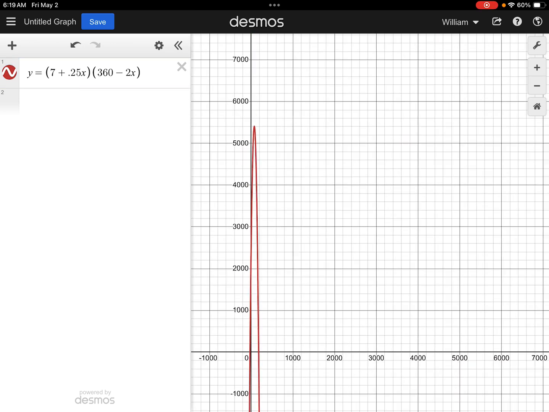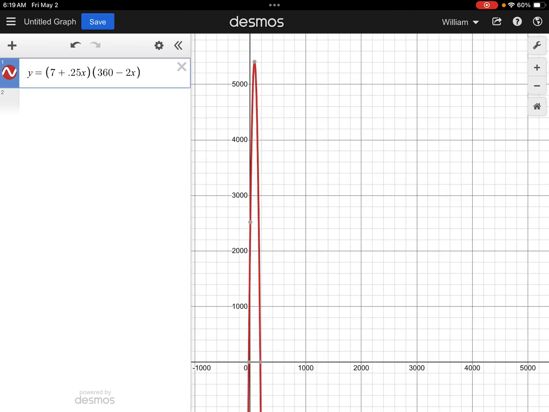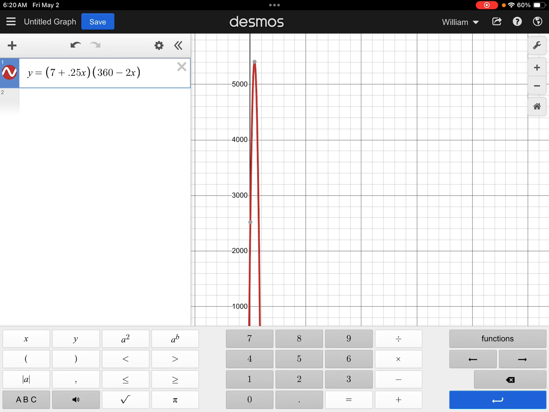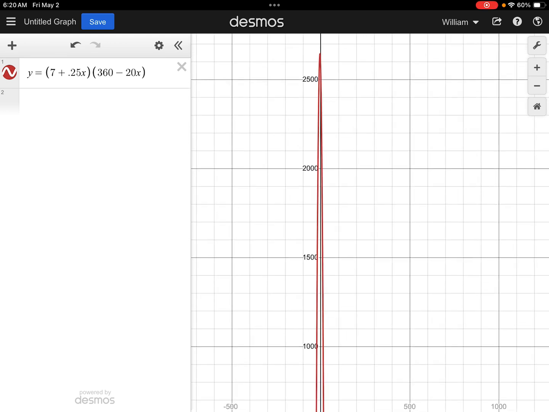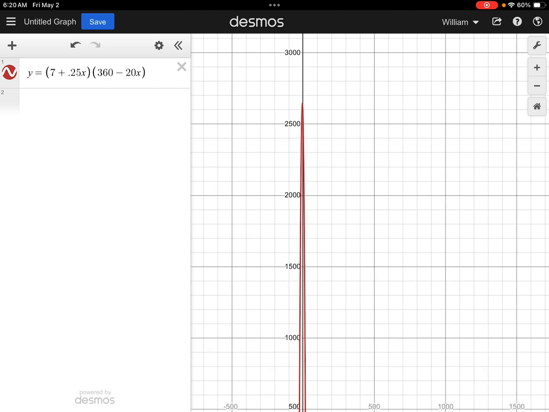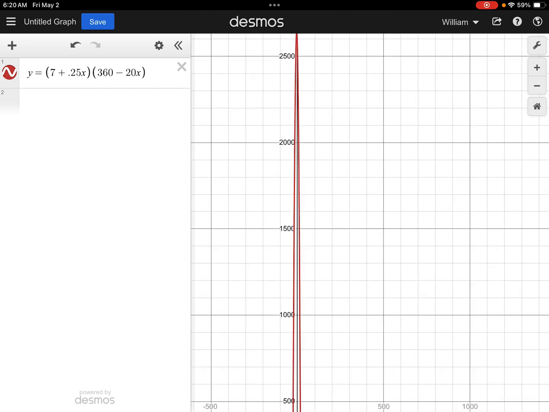Whoa, makes sense. Now, let me adjust this. I want my maximum price to be 76, and 5,400. And what did I do here? Oh, I forgot my zero, didn't I? That doesn't make any sense. There we go. That makes a little bit more sense now. And I'm going to adjust my window so I can see it a little bit closer.